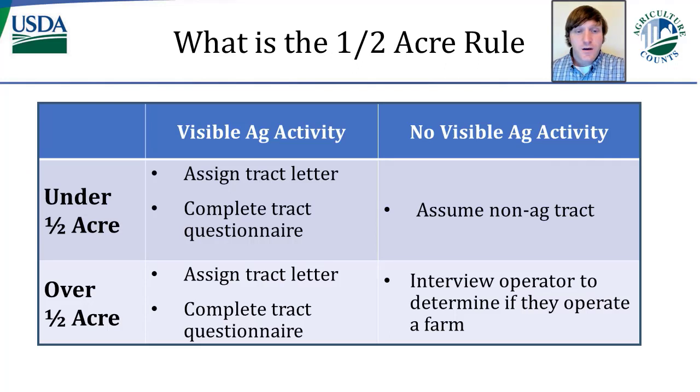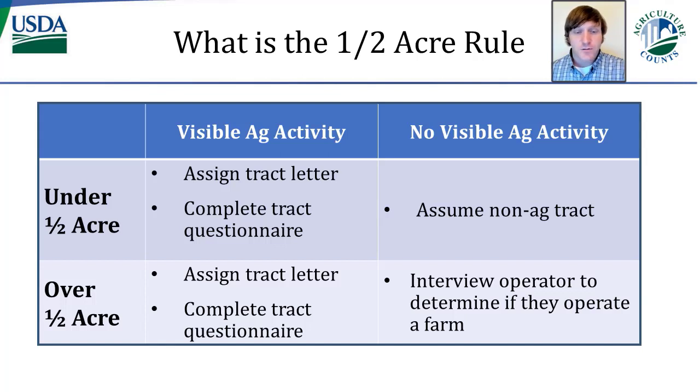So, what is the half-acre rule? If the residential parcel is half-acre or less and no agricultural activity is visible, assume it is a non-ag tract. If visible signs of agricultural activity are present, including equine, screening should occur no matter the size of the lot. It could be smaller or larger than half an acre.